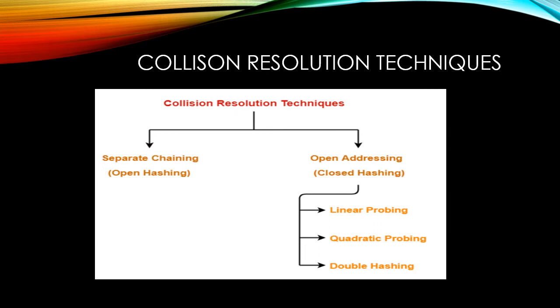To resolve these collisions, we can divide the methods into two parts. First one is separate chaining or open hashing, and second is open addressing or closed hashing. Now we can divide the closed hashing into three parts. One is linear probing, second one is quadratic probing, and third one is double hashing. Now we can discuss everything in the next slide.